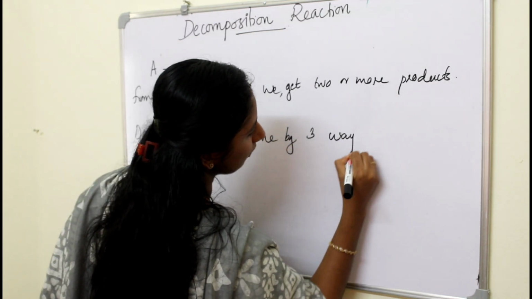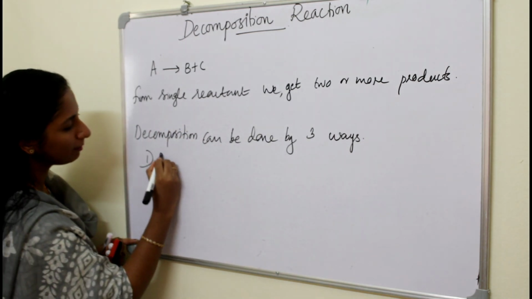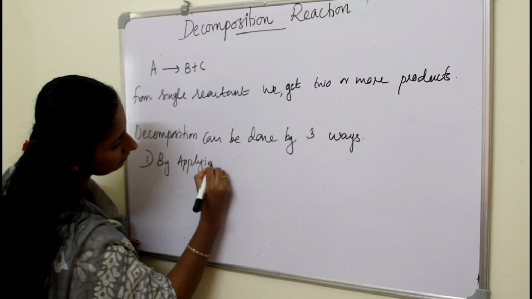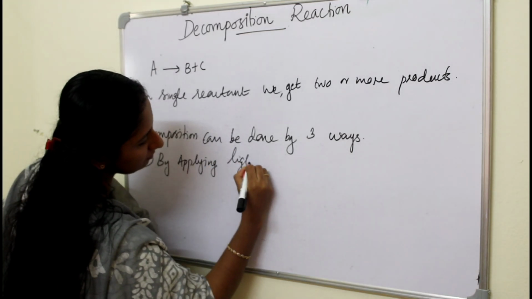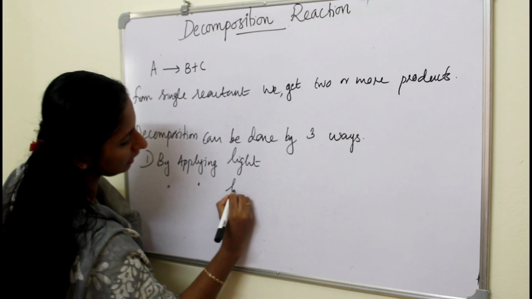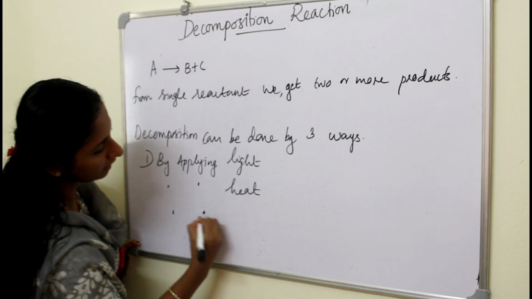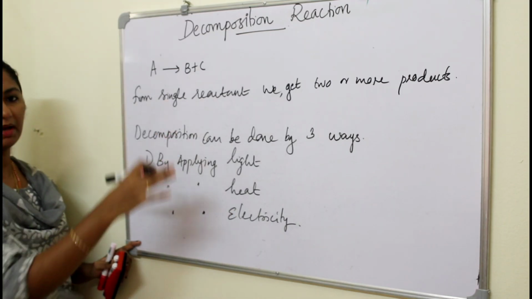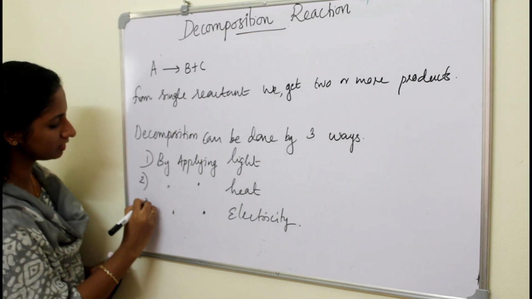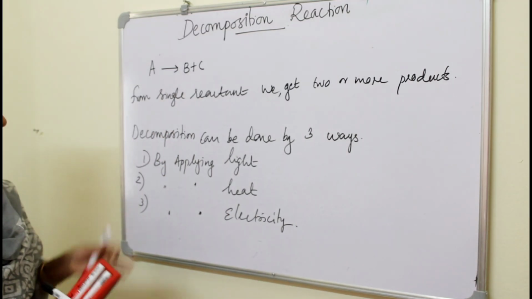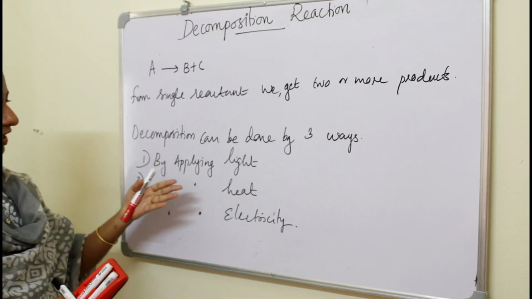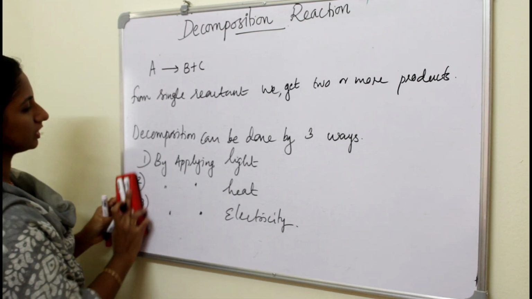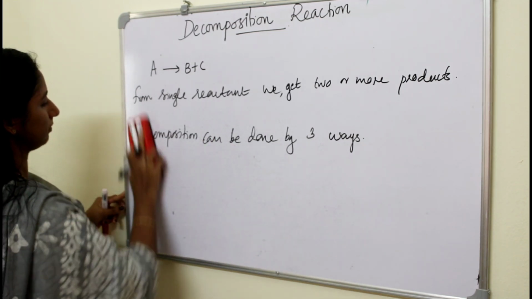So the first is by the application of light, then by the application of heat, and by the application of electricity, okay. These are the three methods of decomposition. Then we can discuss each type of decomposition reaction with examples, okay. So these are the types of decomposition.